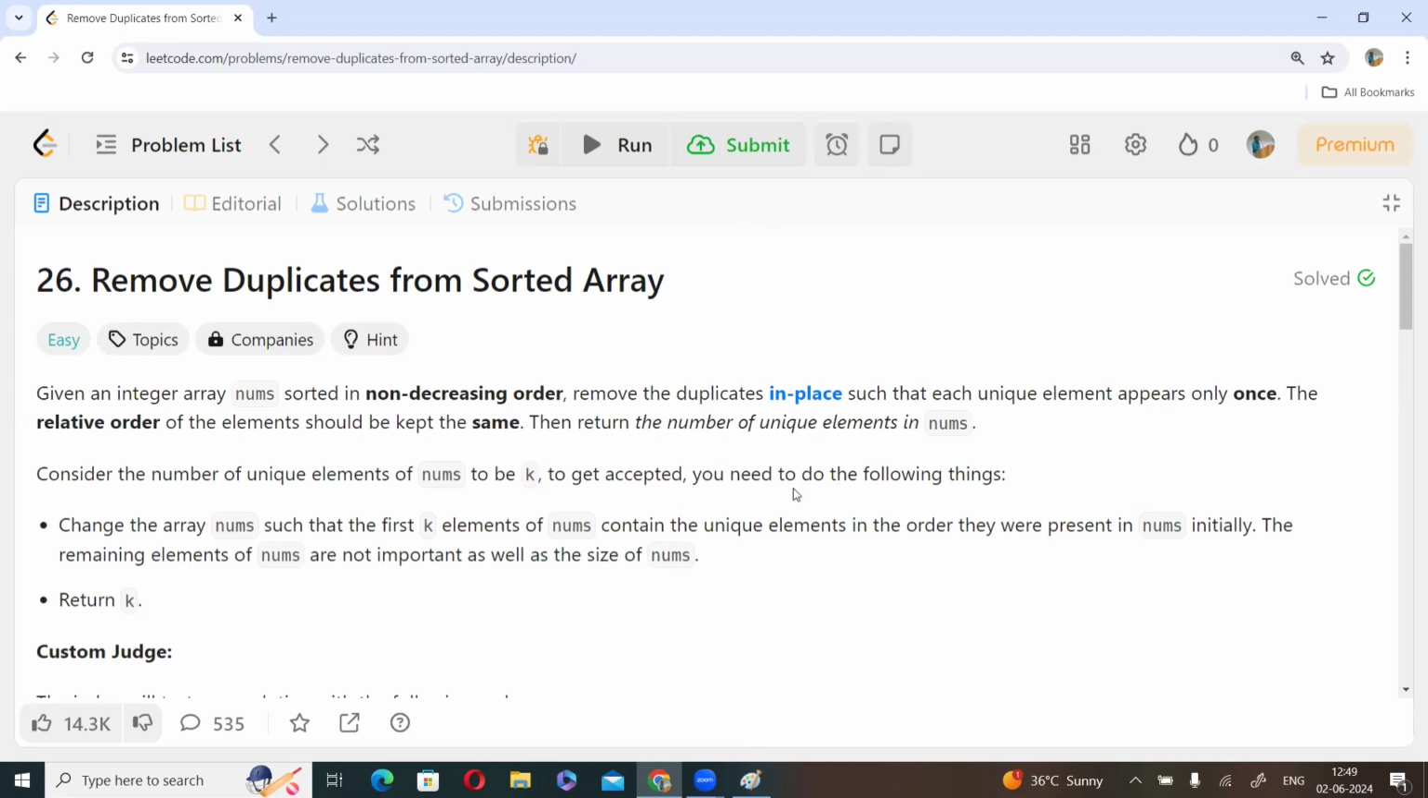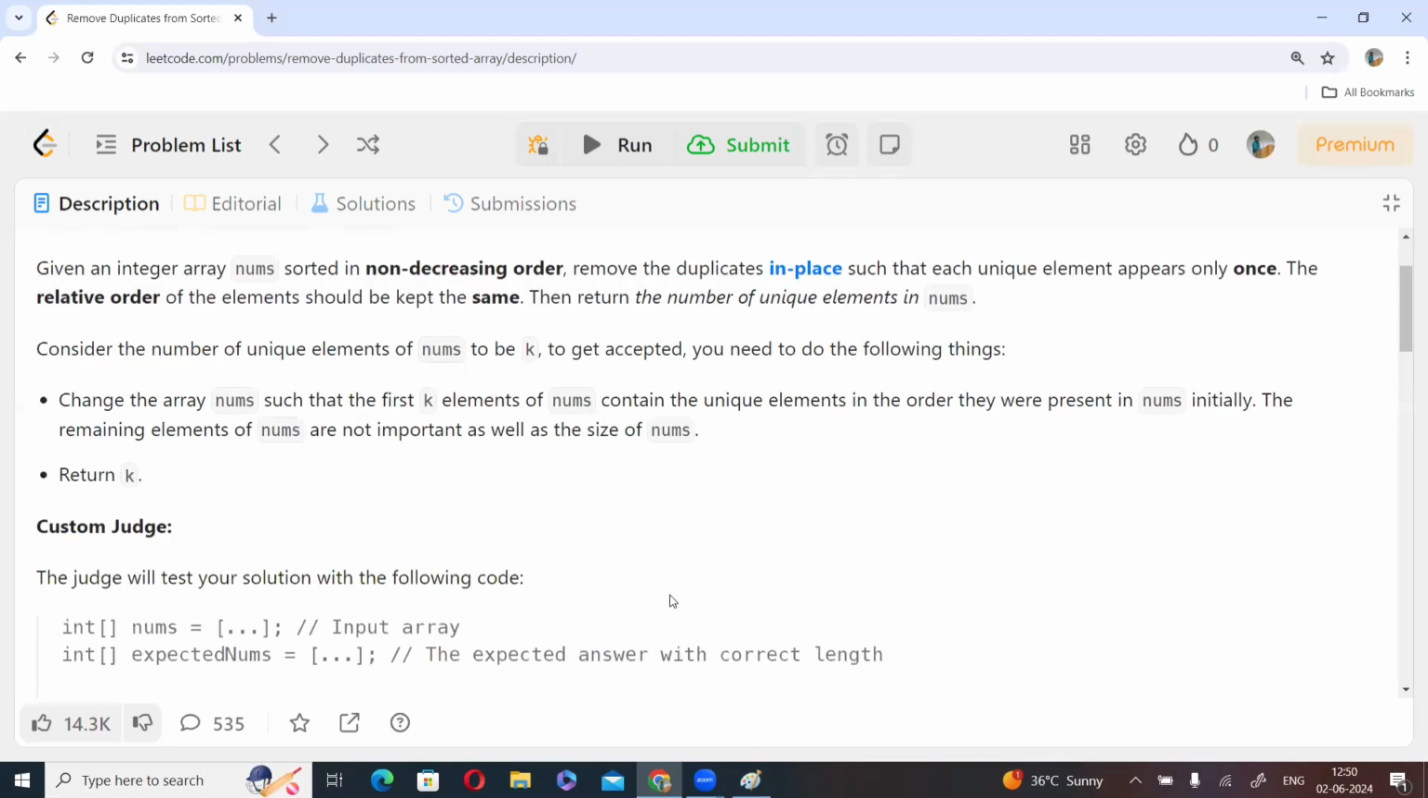What is the meaning? While removal operation, the relative order of the elements should be the same. That means in which order we are inserting the elements, after removal also the order must be maintained. Finally, return the number of unique elements. Simply that is the output. Count how many unique elements. This is the question. Before solving it, they have given one more point. Read that one.